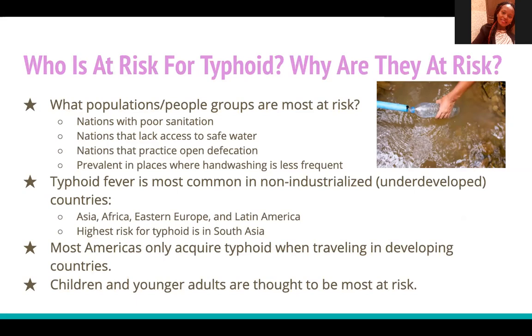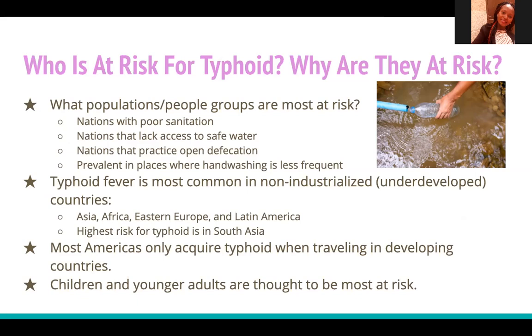Typhoid fever is most common in non-industrialized or underdeveloped countries. You'll find these in regions such as Asia, Africa, Eastern Europe, and Latin America, and the highest risk is said to be in South Asia. Most Americans only acquire typhoid when traveling in developing countries, and if they don't take precaution measures, they can contract the disease.